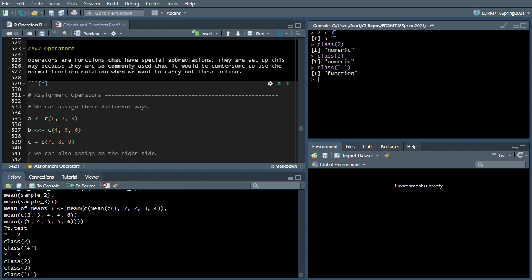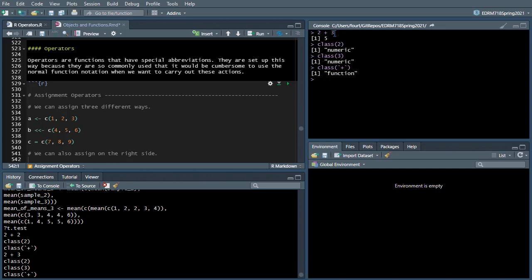When you put 2 plus 3, you're not using the normal kind of function where you have an argument in parentheses, but you're still asking R to do something, namely, take what's on the left side and what's on the right side and add these together. And plus does exactly that. This is an operator. It is a special kind of function that's been abbreviated.